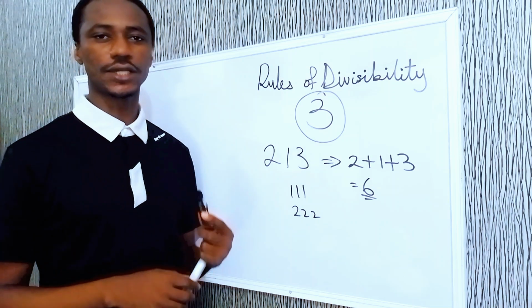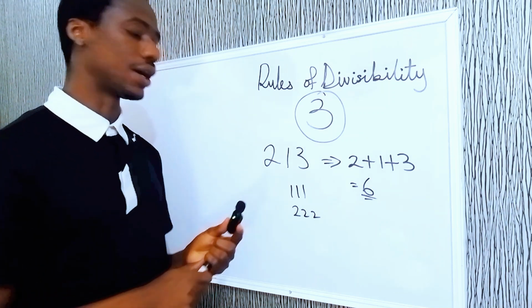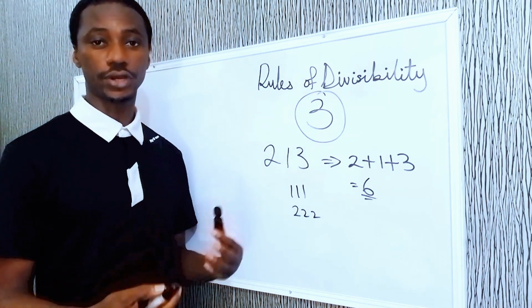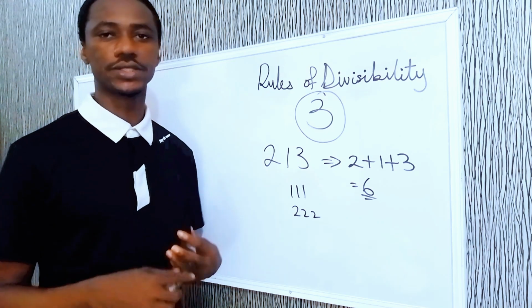Add all the digits together and check if you have a multiple of 3. And once you do, you know the number is divisible by 3.